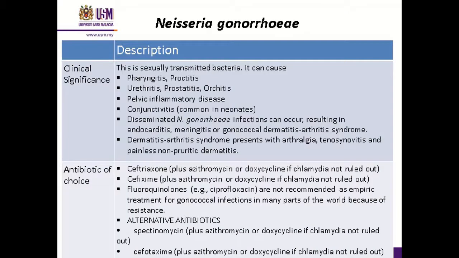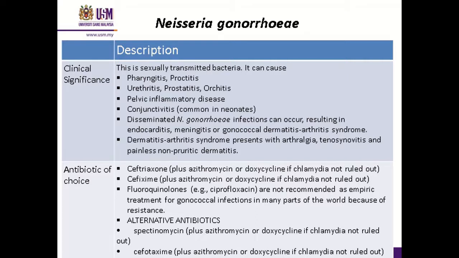The clinical significance of Neisseria gonorrhoeae: this is a sexually transmitted bacterium. It can cause pharyngitis, proctitis, urethritis, prostatitis, orchitis, pelvic inflammatory disease, and conjunctivitis. Disseminated Neisseria gonorrhoeae infections can occur, resulting in endocarditis, meningitis, or gonococcal arthritis-dermatitis syndrome. This syndrome presents with arthralgia, tenosynovitis, and painless non-pruritic dermatitis.